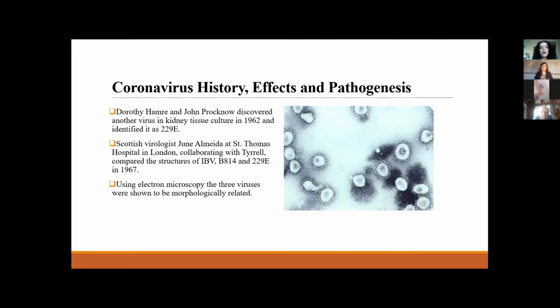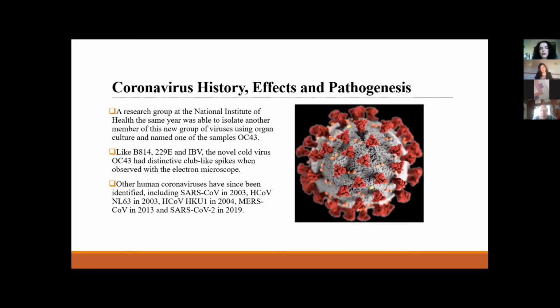1967. Using electron microscopy, the three viruses were shown to be morphologically related. A research group at the National Institute of Health the same year was able to isolate another member of this new group of viruses using organ culture and named one of the samples OC43. Like B814, 229E and IBV, the novel cold virus OC43 had distinctive club-like spikes when observed through a microscope.